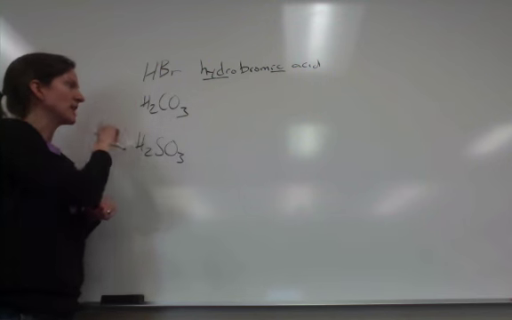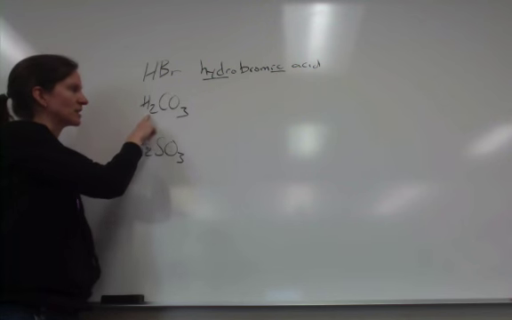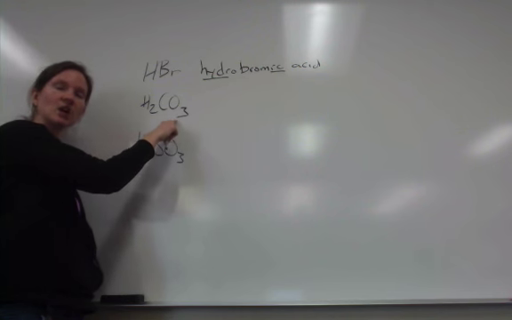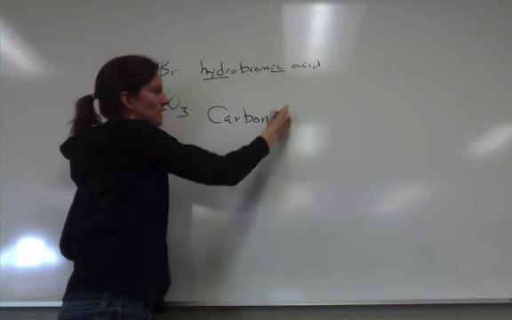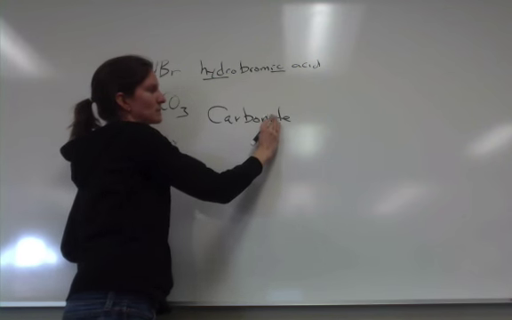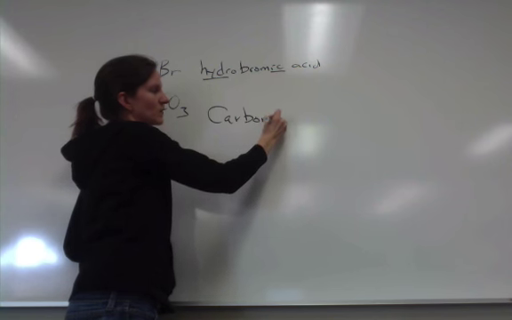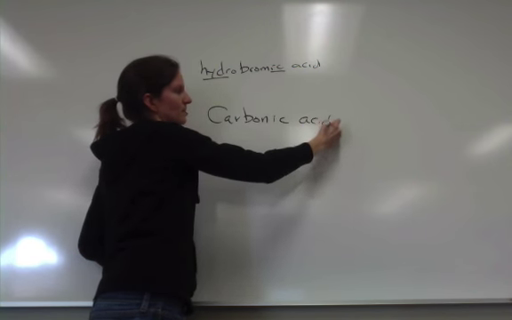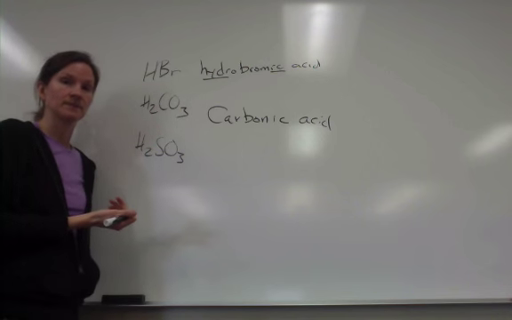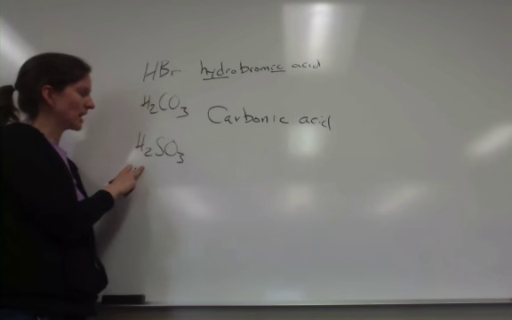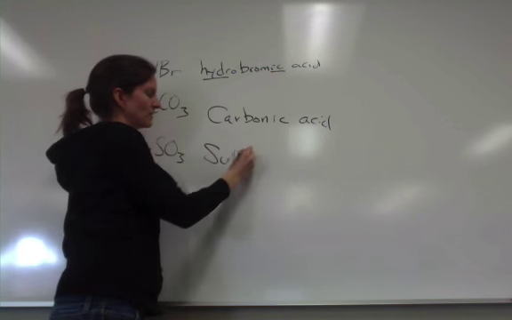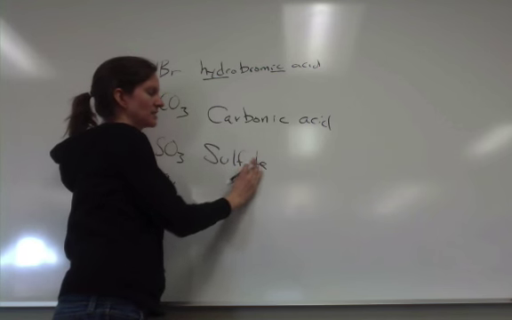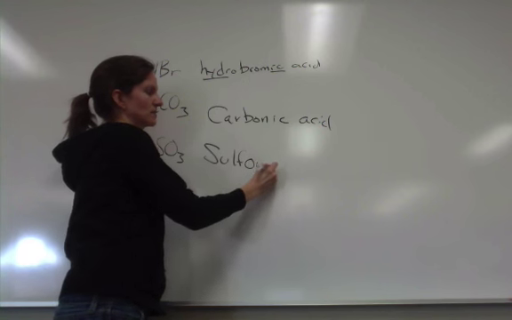This one would have been named hydrogen carbonate. If you have carbonate, the "ate" ending comes off and is replaced with "ic acid." So that's carbonic acid. This guy would be hydrogen sulfite, because sulfate is SO4 and this is one less. So if this is sulfite, "ite" becomes "us acid."